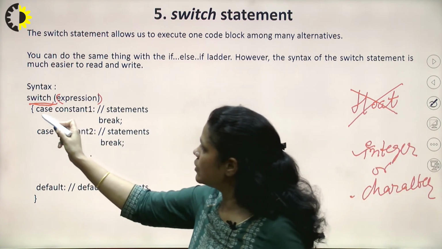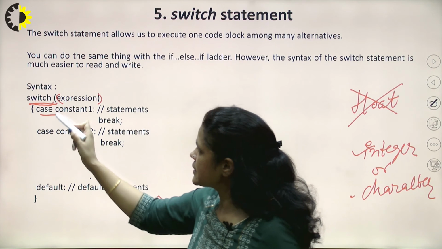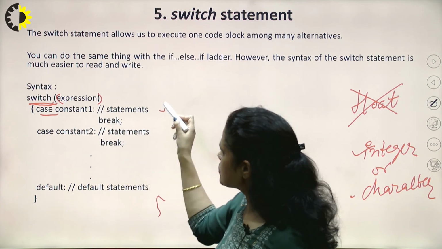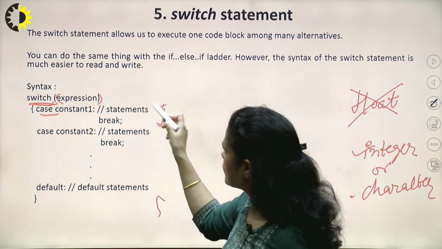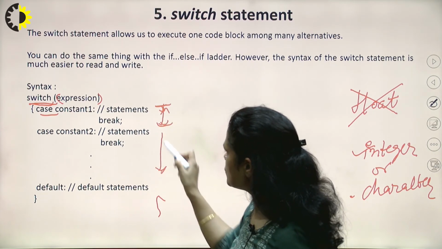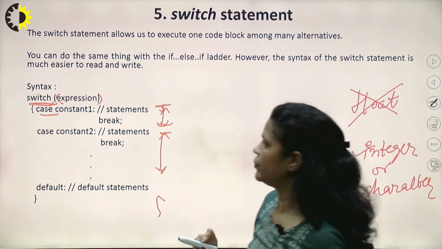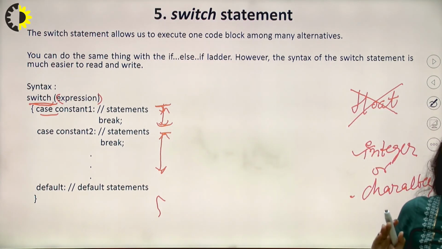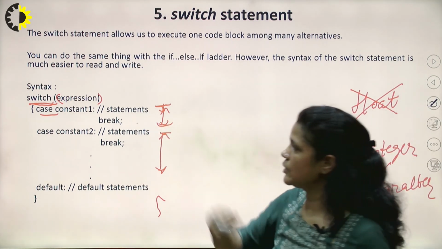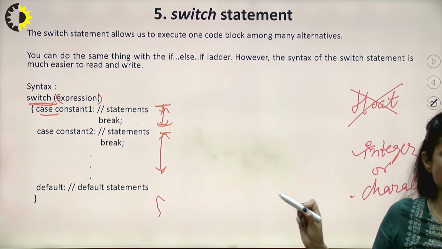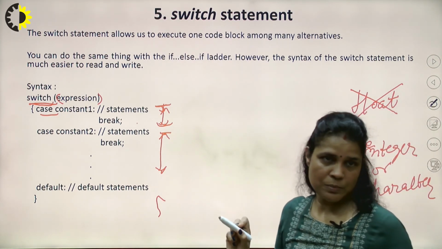When we write the case, case is a keyword here, followed by the constant and then a colon, and this is all the premises of case 1 and this is all the premises of case 2, right? And after every case we require this break statement. Why do we require this break statement?